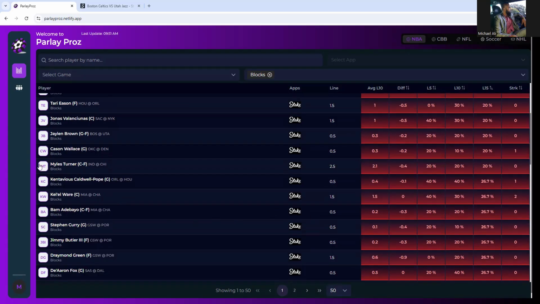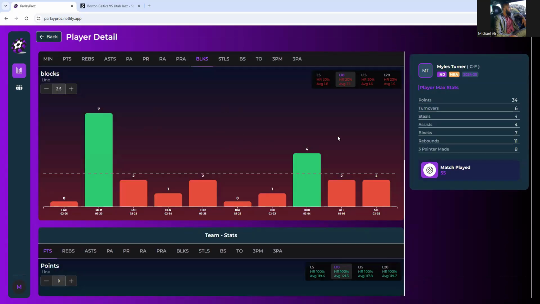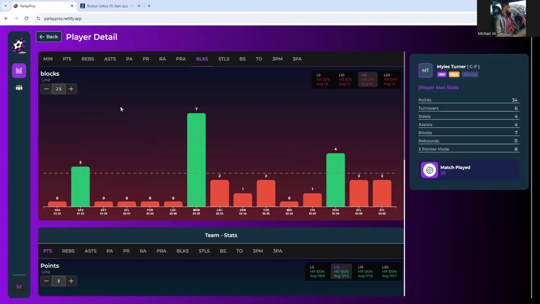So yeah, Myles Turner blocks 2.5. That is cool. 2.5 blocks in a game is plenty of blocks. Yeah, he had 4. Yeah, he had 7. I don't know what's going on here, but this is cool. This is plenty of wiggling room because more times than not he's under this particular line by far. He's even under the 2 more times. 1, 2, 3, 4, 5, 6, 7, 8.